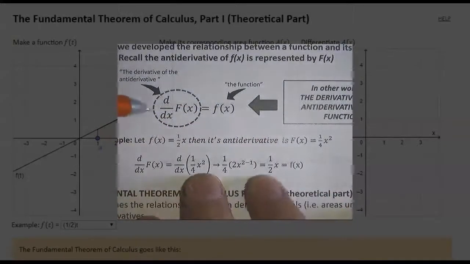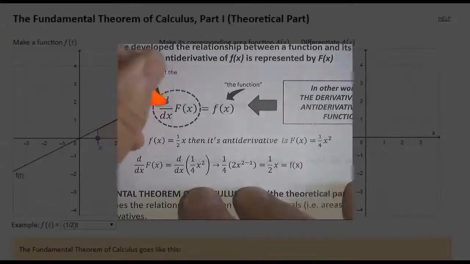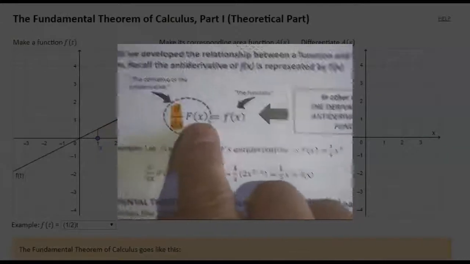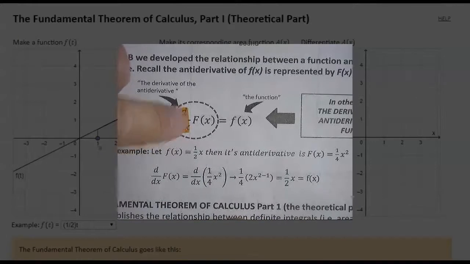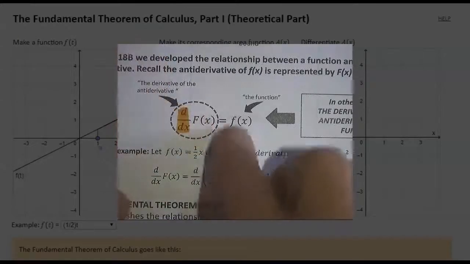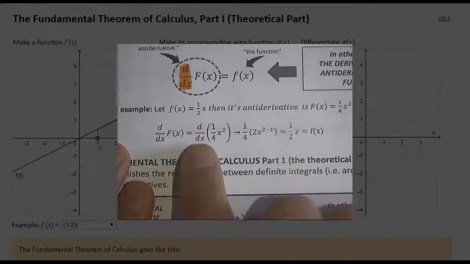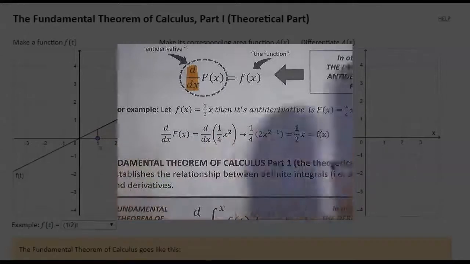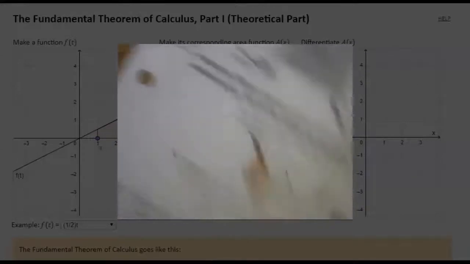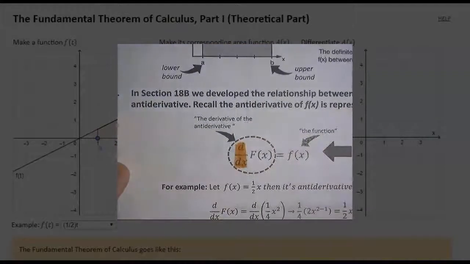So when you see this notation right here, guys, this d over dx, this just means derivative. Okay, capital F is the antiderivative. So the derivative of the antiderivative is the function. Does that make sense now? Or now? We're okay? All right. So that's the relationship that we figured out in section B.